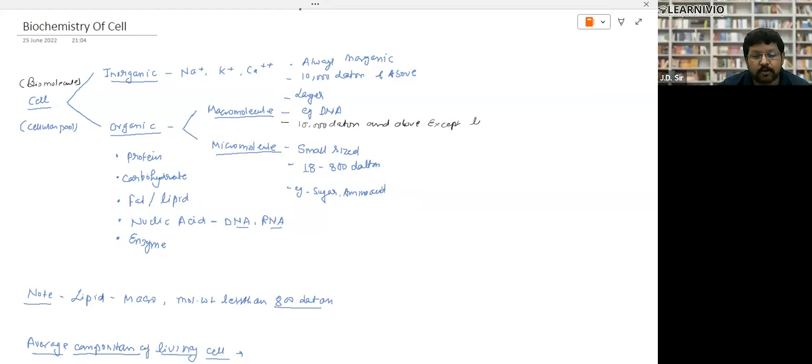So that is basically the question of medical examination. Lipid is a macromolecule. They ask you what is the lipid. Lipid is a macromolecule, but their weight is less than 10,000 Dalton. Still, they are considered as macromolecule. So you have to remember that lipid is a macromolecule, right?